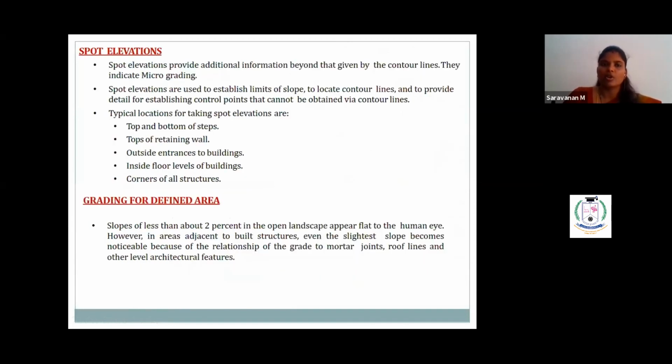And then comes your spot elevation. Spot elevation is basically used to establish the limit of slopes, to locate the contour lines, and to provide the control points in your contour lining. The locations are the top and bottom of steps, tops of retaining walls, outside entrances, inside flooring levels, and corners of all structures.